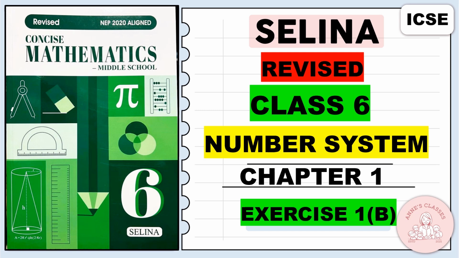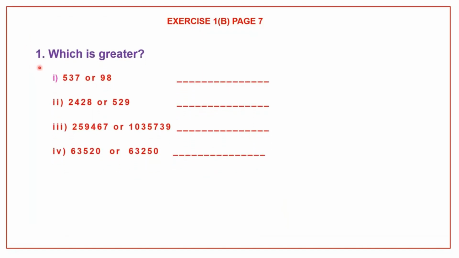Let's do Number System Chapter 1, Exercise 1B. Exercise 1B is on page number 7. Question 1. Which is greater? So we've been given a few numbers here and we have to write which is greater of these numbers.